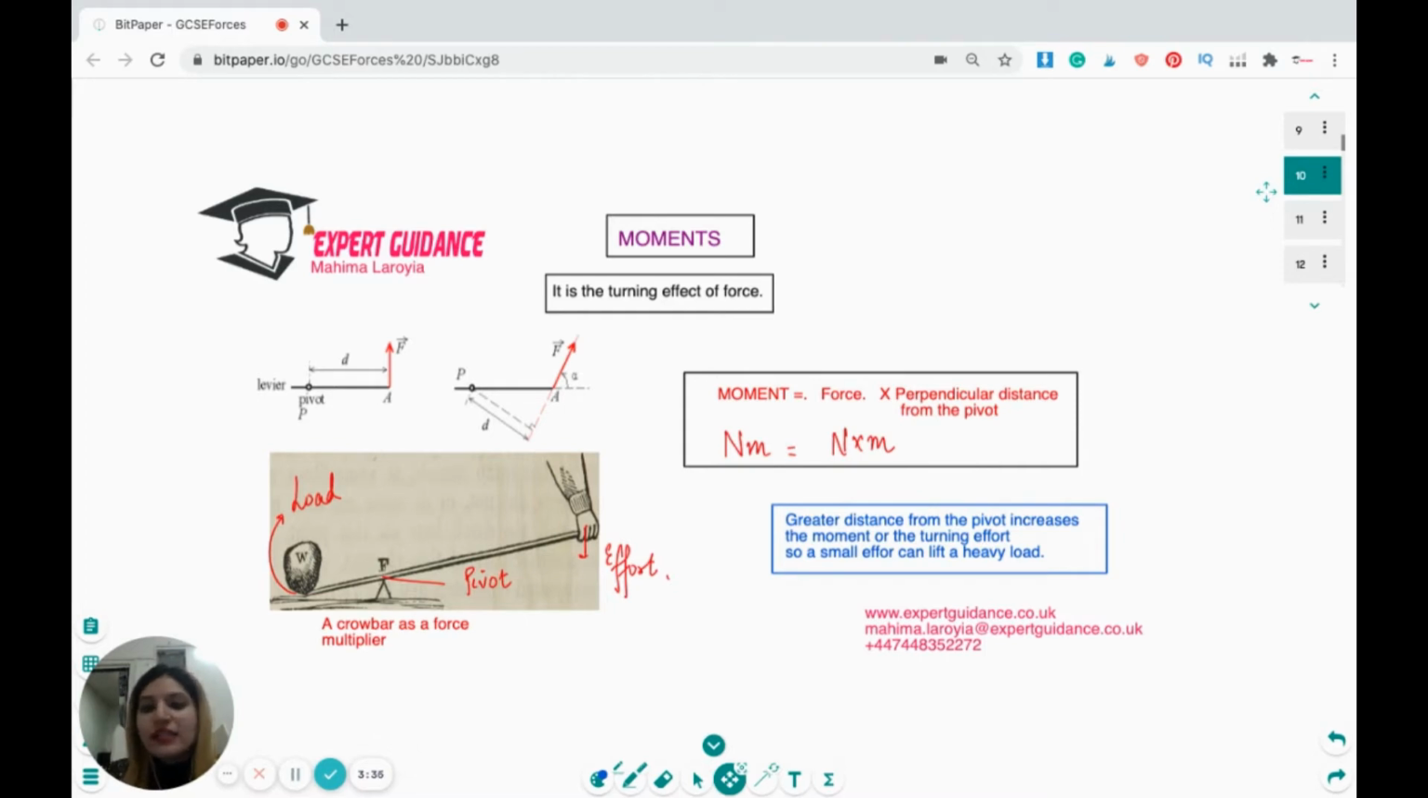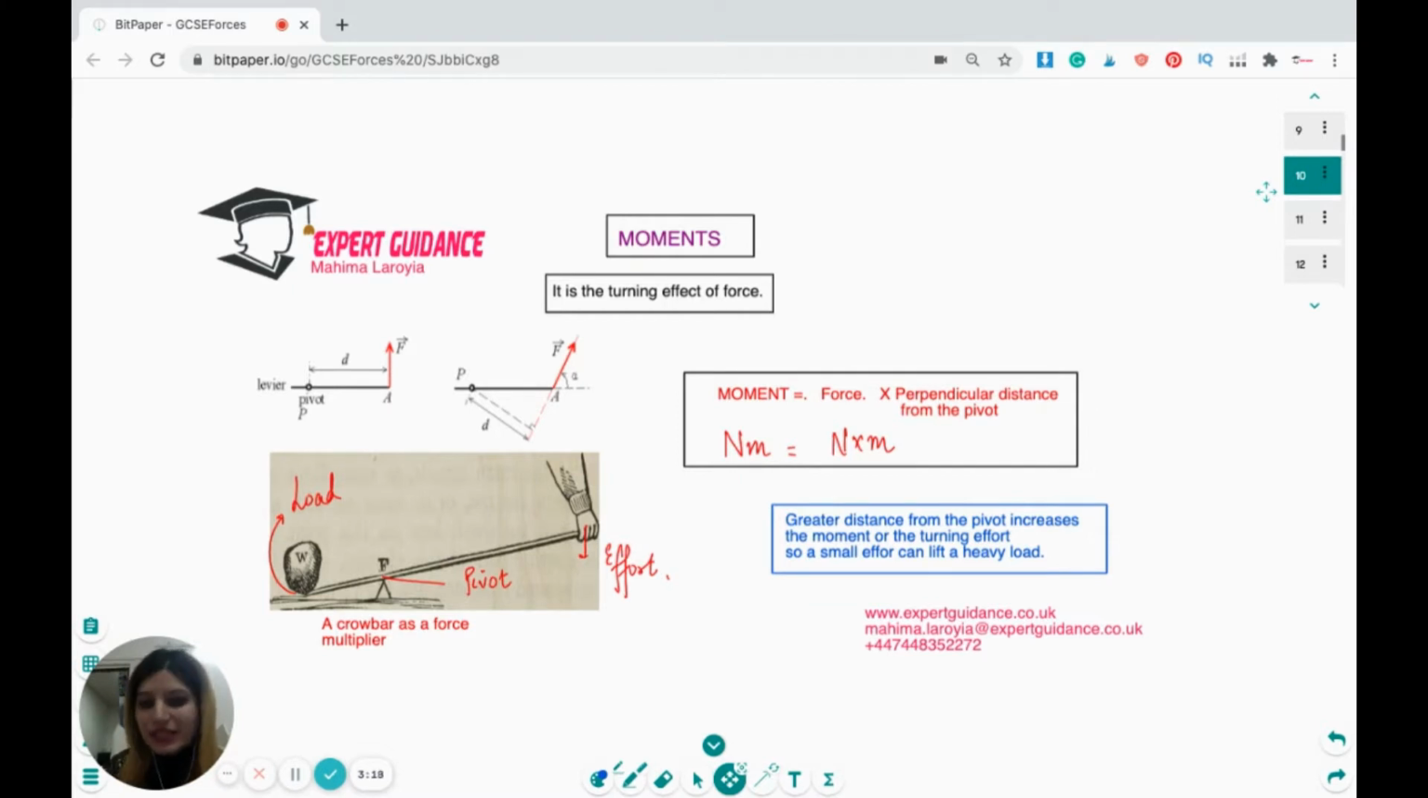Now the next thing is moment. Moment is a very important concept. There are a lot of questions that are asked in the exam on moments. What are moments? Moment is the turning effect of a force, and moment is given by the force times the perpendicular distance from the pivot.